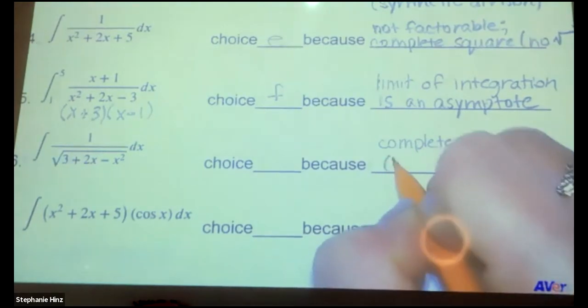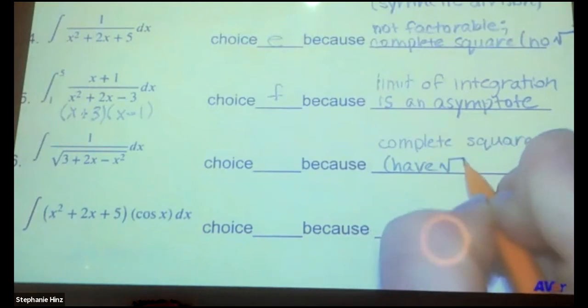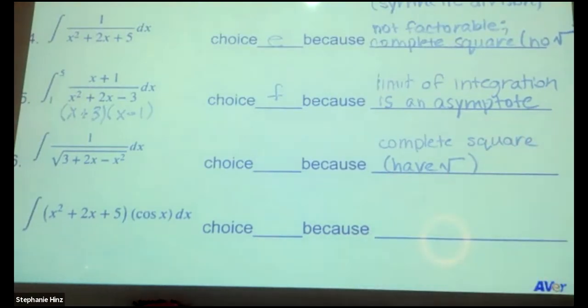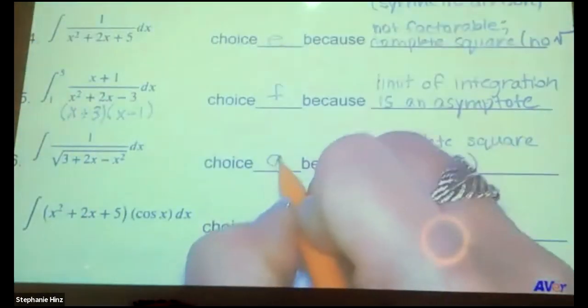And I have a square root in the bottom. Remember, my U substitution didn't work, so we are selecting G as our option for that one.